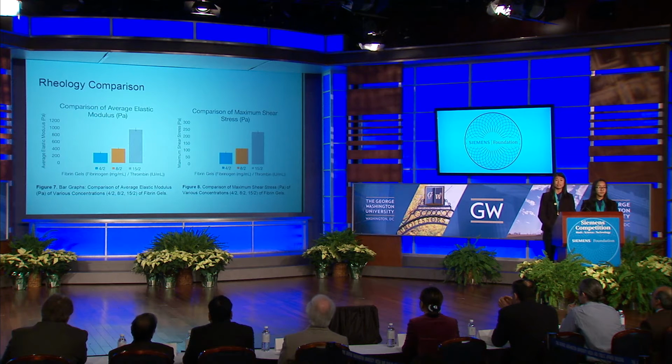Figure 7 demonstrates that our 15-2 gel was stiffer than both the 8-2 and 4-2 gels. As the fibrinogen concentration of the gel increased, the average elastic modulus of the gel increased as well. Figure 8 demonstrates that the maximum shear stress a gel was able to withstand before total deformation increased as the fibrinogen concentration of the gel increased as well, indicating that maximum shear stress was directly related to the fibrinogen concentration.